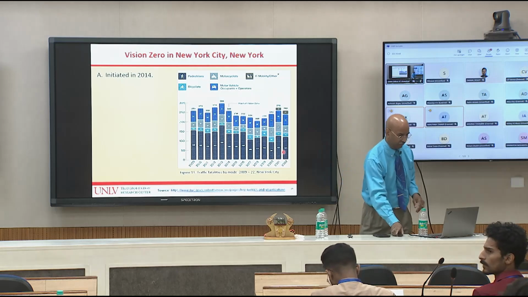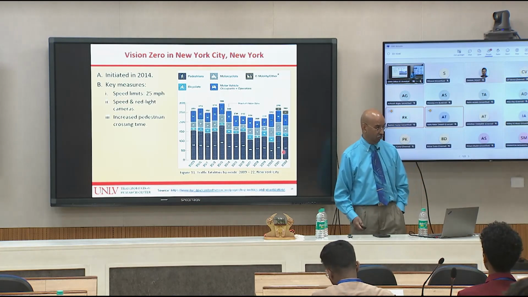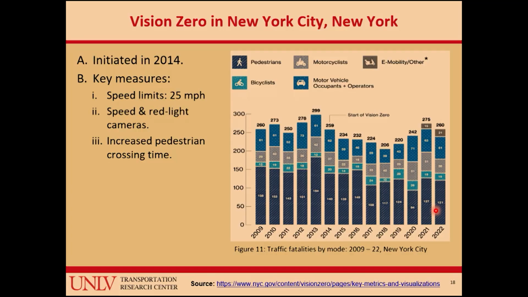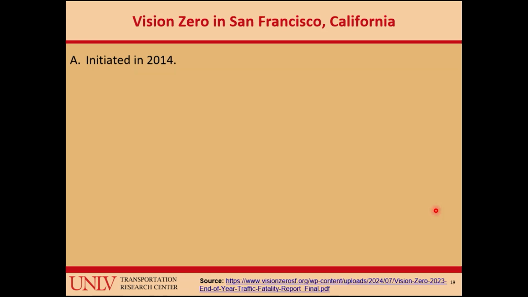So there are some positive impacts that we can see from Vision Zero. What did they do? They lowered the speed limit all across the city of New York on urban streets to 25 miles an hour, 40 kilometers per hour. Yes, we have high speed freeways and expressways, but they are limited access. Speed and red light cameras, automated enforcement. So that's some of the technology. Increasing time for pedestrians to cross the streets where you have traffic signals. So pedestrian fatalities dropped by 14%.